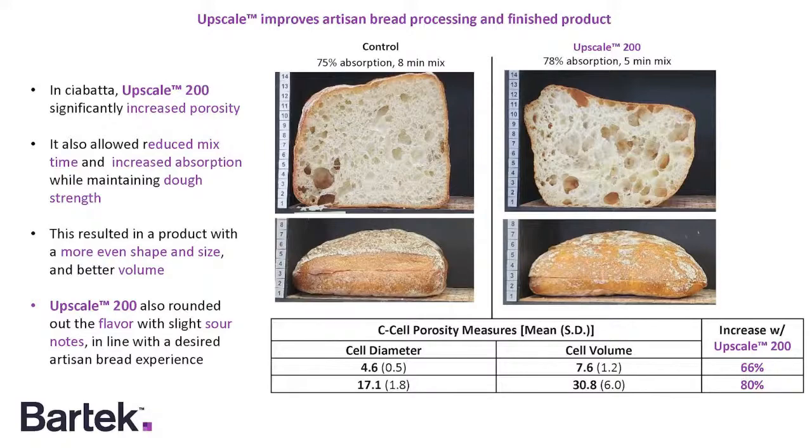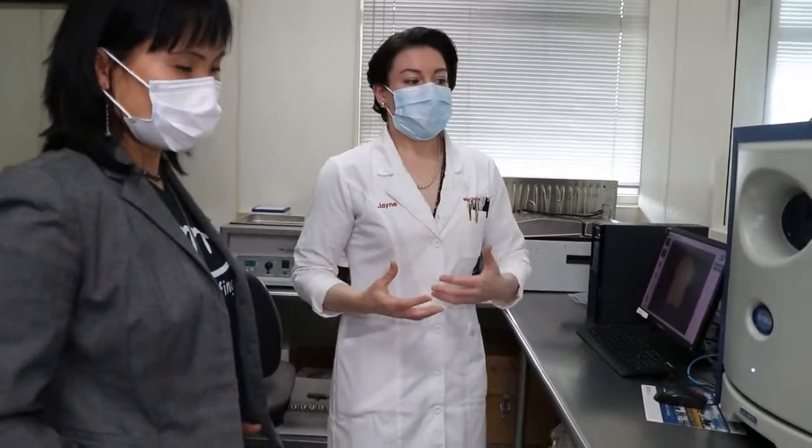What was really impressive is that there was a change in the dough handling properties. We've discussed before how artisan ciabatta is a very fragile dough. It's very hard to convert to an automated process. With the Upscale 200, there's a strengthening effect on the dough that makes it more machinable. It's easier to put on an automated line with reduced mix time and reduced fermentation time. You can do this in a straight dough system. It worked really well, and you can still see that there's an improvement in porosity as well.